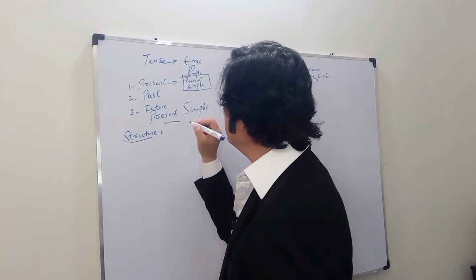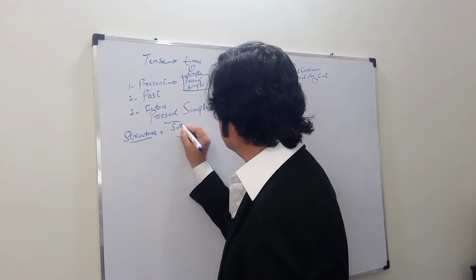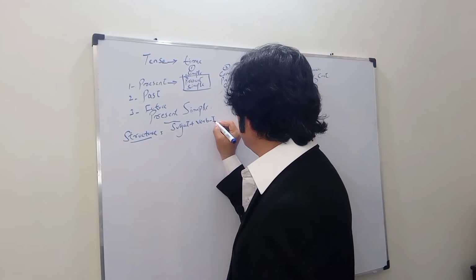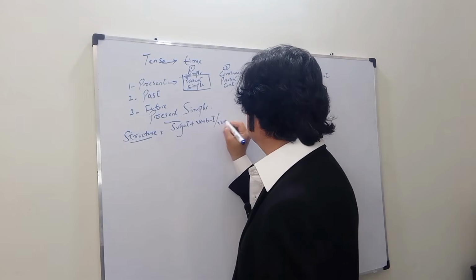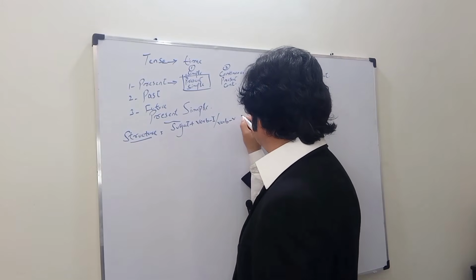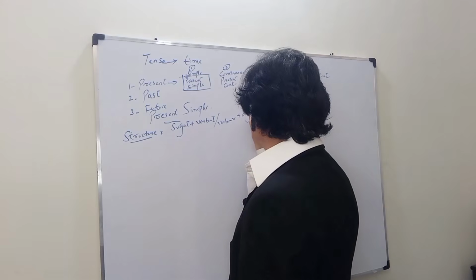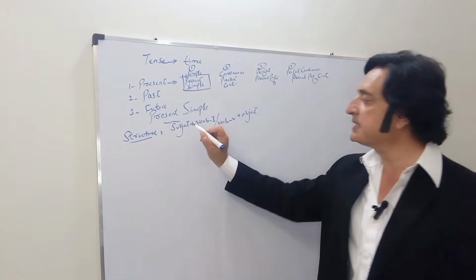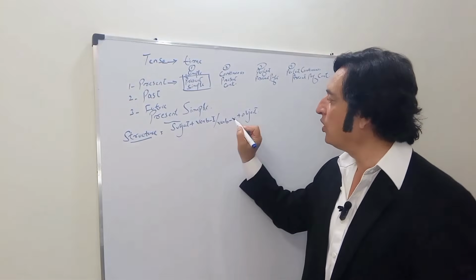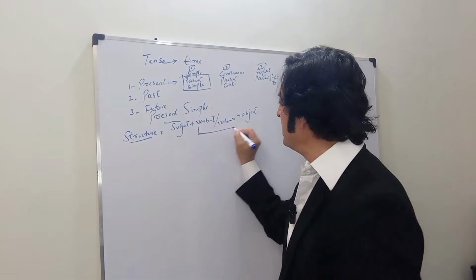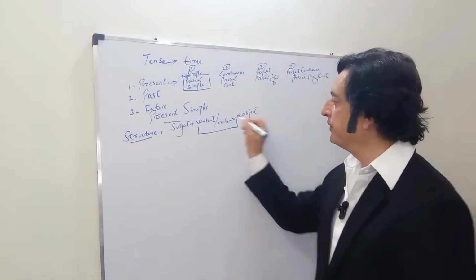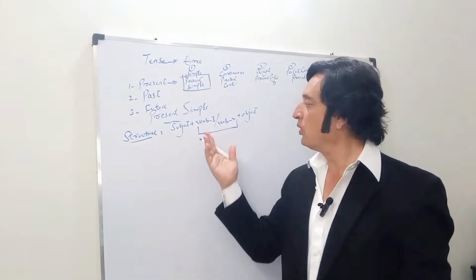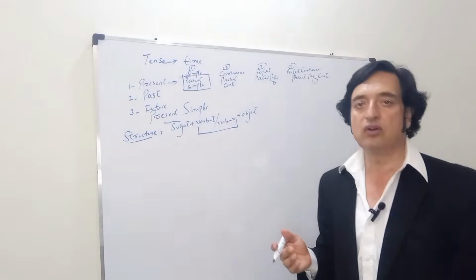So the structure for this one is subject plus verb first form or verb fifth form plus object. So the structure for the present simple is subject, verb first form, or sometimes we use the verb fifth form, and object. Now you will be confused. What is subject? What is verb first form? What is object?